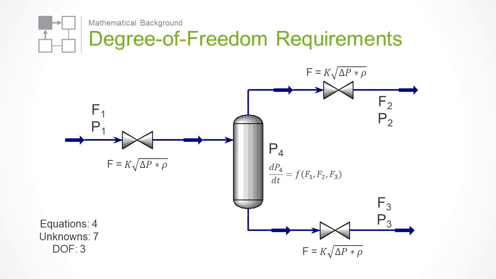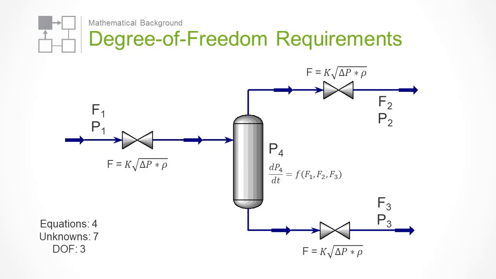We must specify the pressures on several streams to fulfill degree of freedom requirements. While not required, it's generally suggested to specify the pressures on boundary streams. For example, take a simple separator with one inlet, two outlets, and valves on each of the inlet and outlet streams. There are flow rate and pressure values at each inlet and outlet, along with a pressure in the separator, for a total of 7 unknowns.